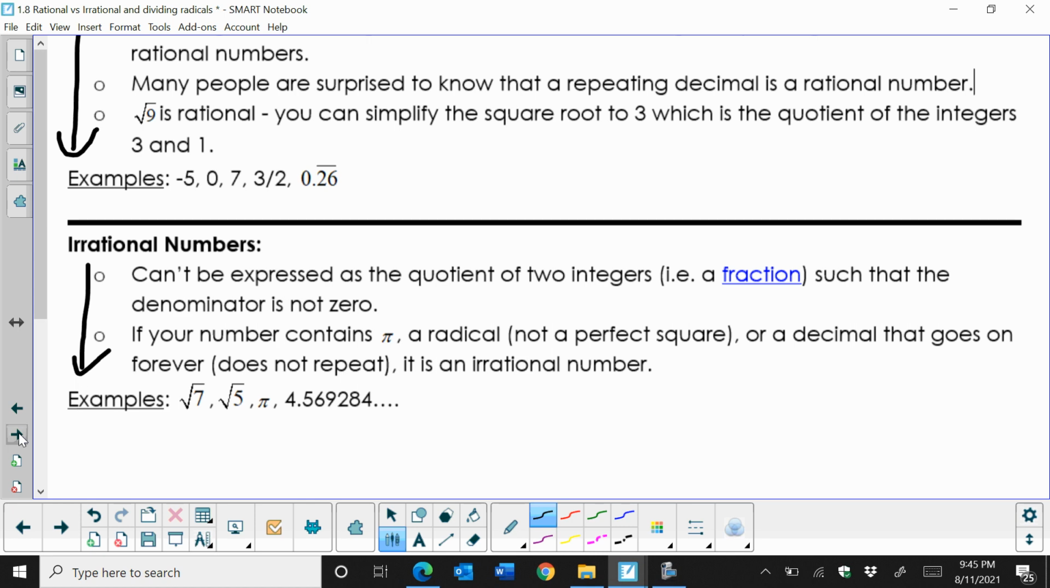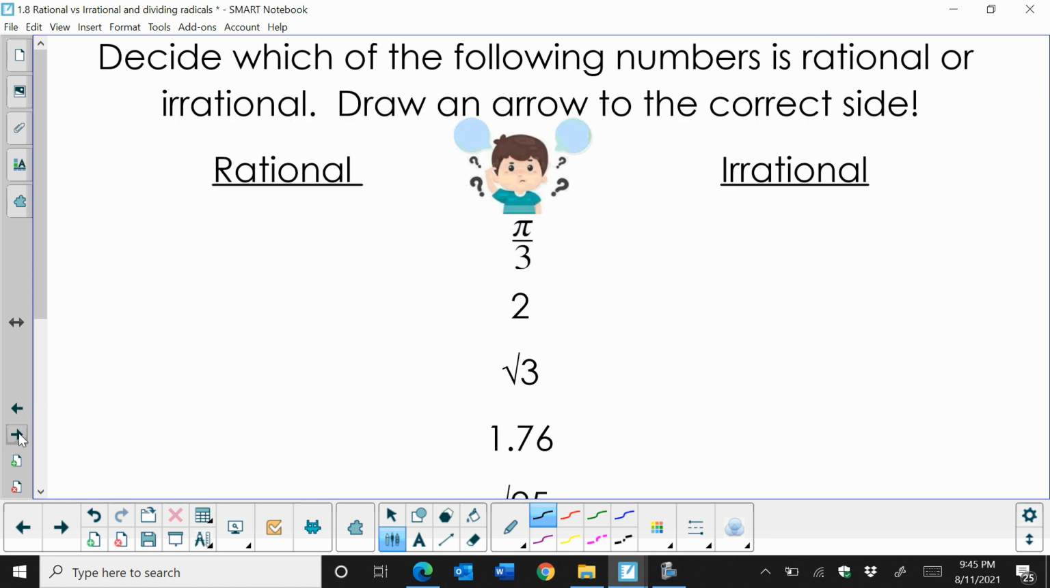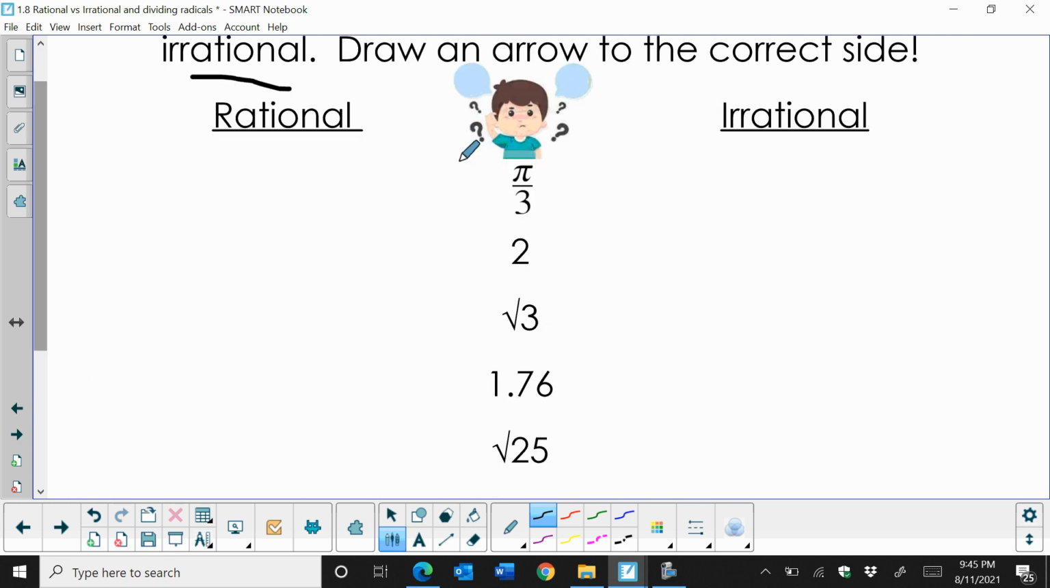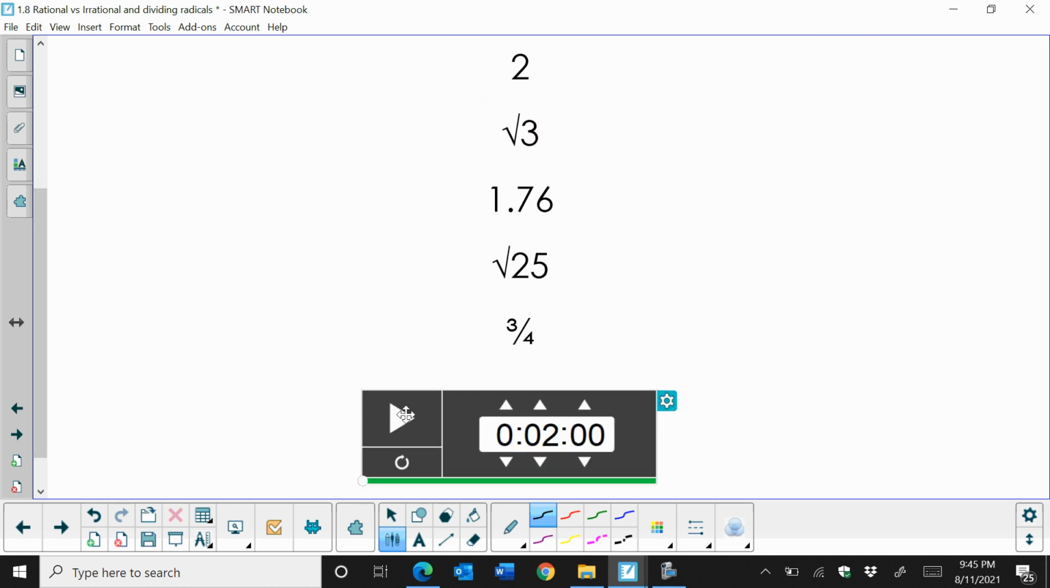That's just extra notes. Okay, so on this next part, we're going to try to decide which of the following numbers is rational and which one's irrational. And what I want you to do is just draw an arrow. If you think pi thirds is rational, you're going to put it over here. If you think it's irrational, just draw an arrow that way. So you're going to draw an arrow either left or right for each one of these. And there are 1, 2, 3, 4, 5 of these. Let's take 1 minute and check that out.